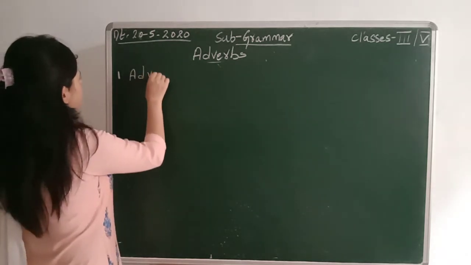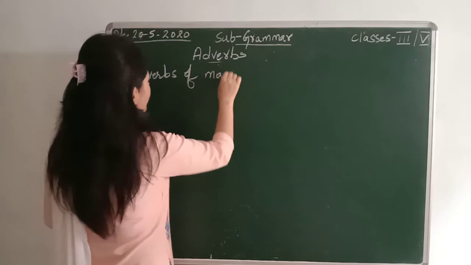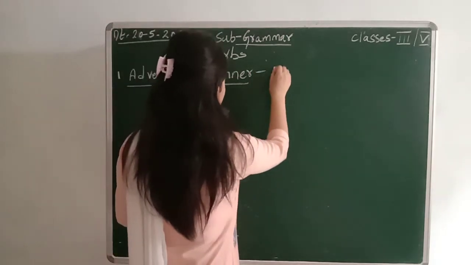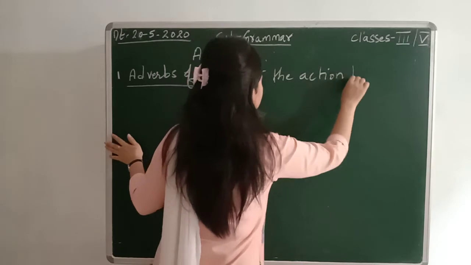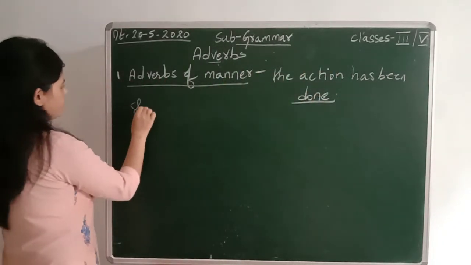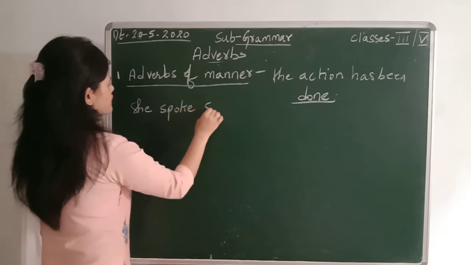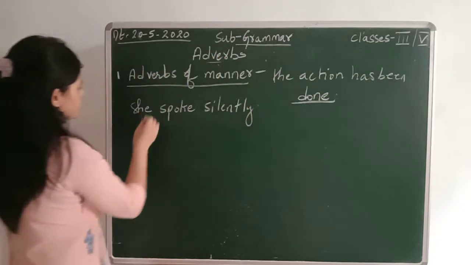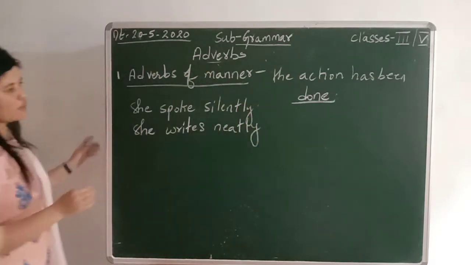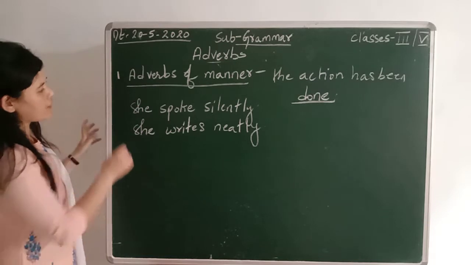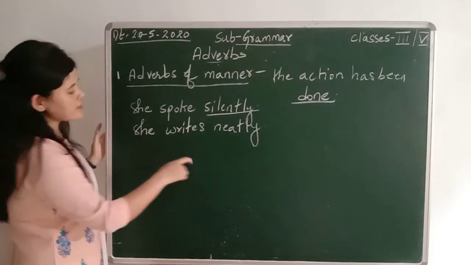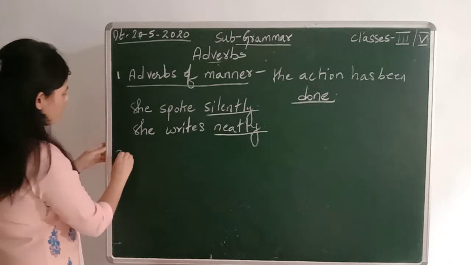Okay, so number 1 is adverbs of manner. From adverbs of manner, what do we understand? We understand in what way the action has been done. For example, she spoke silently. She writes neatly. From these 2 examples, we can make out how did she speak? She speaks silently. And when she is writing, how does she write? She writes neatly.